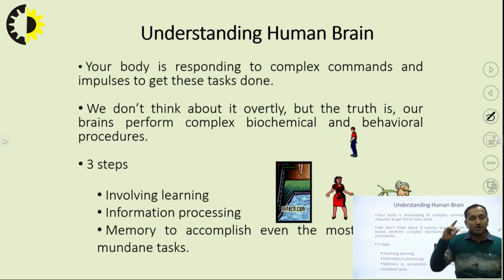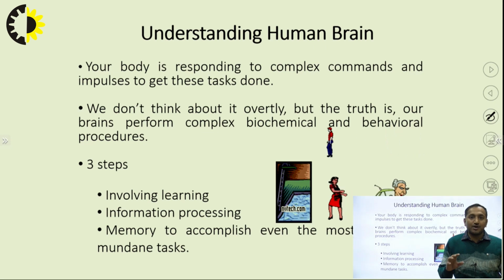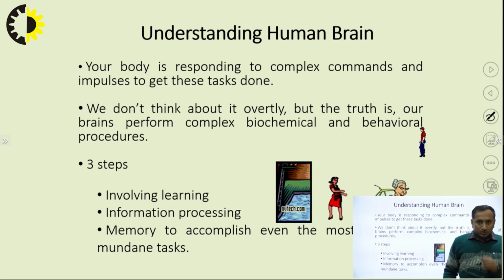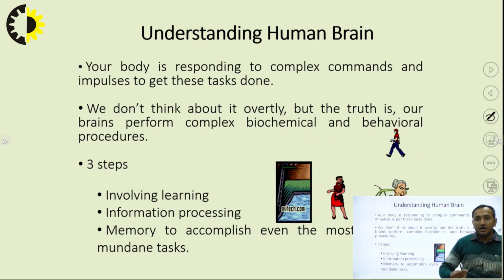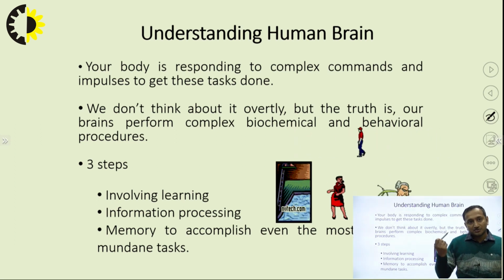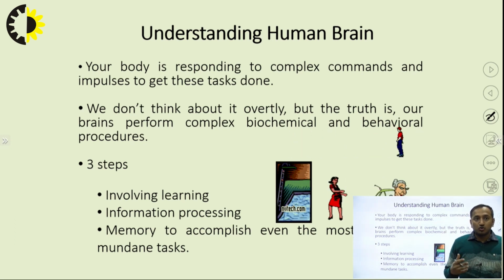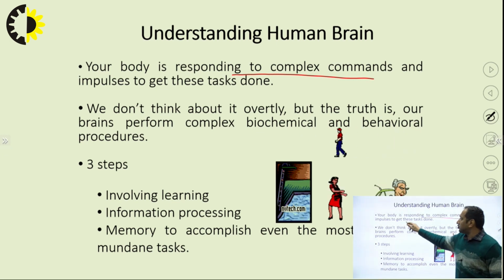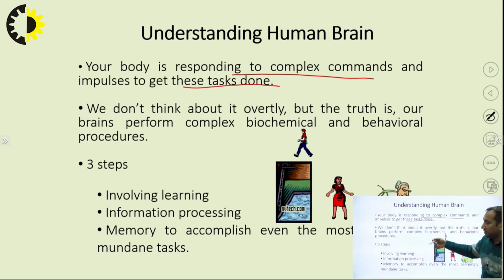My head gives a command to my hand that I have to move my hand towards that position and grab this pen. This command is given to our hand by our brain, and this is how the brain controls our whole body. So our body responds to complex commands and impulses to get the task done.